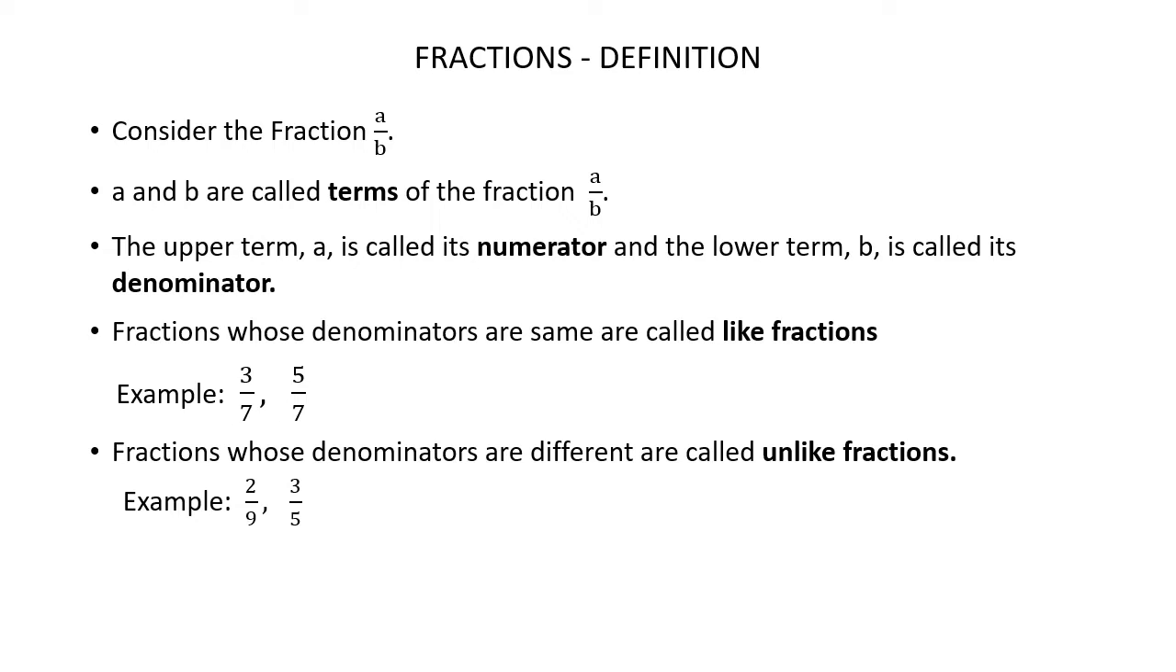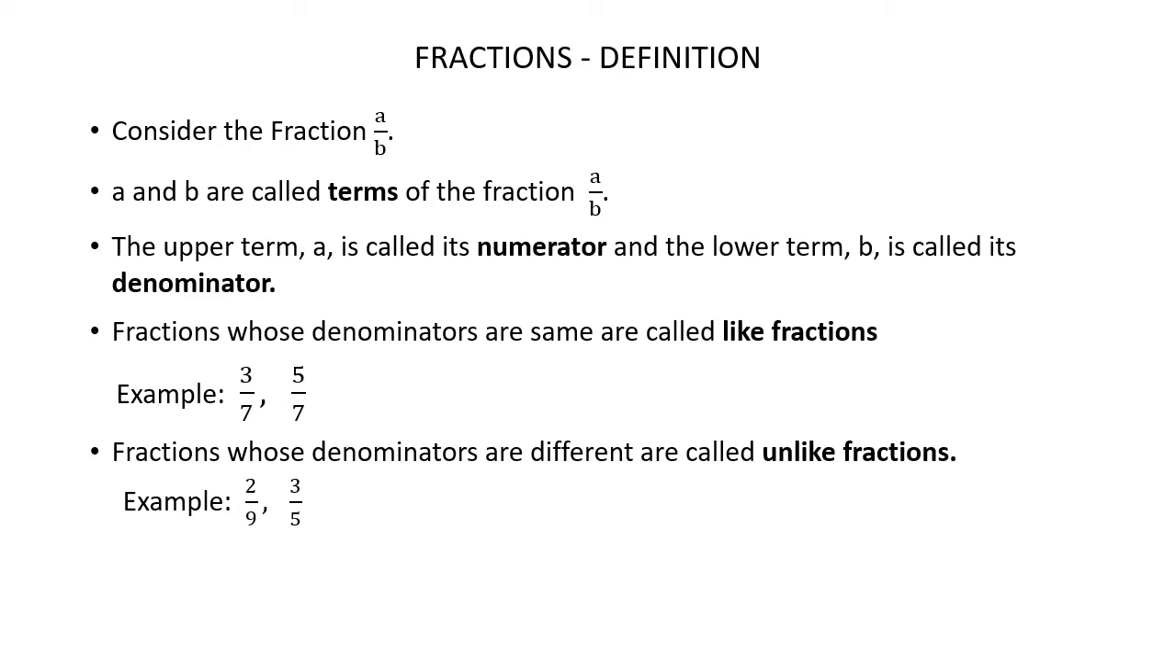Now let's understand the meaning of a few terms of the fraction. Consider the fraction a by b. Here a and b are called the terms of the fraction a by b. So a and b are called the terms of the fraction. The upper term a is called its numerator and the lower term b is called its denominator. So in the fraction a by b, a is called the numerator and b is called the denominator.